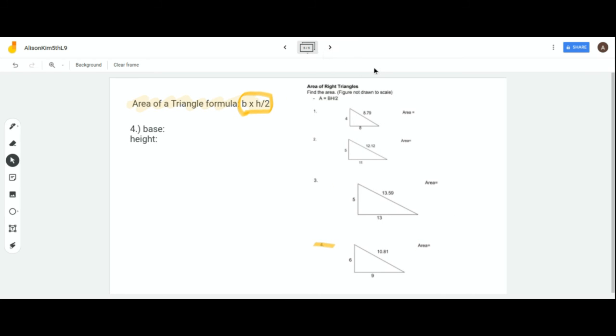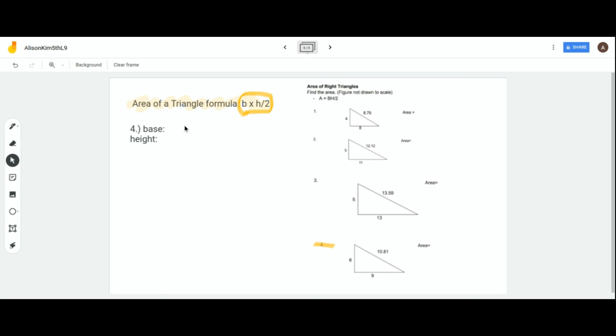Now we're going to do area of right triangles. We're going to do number 4 together. And right here, I gave you the area of a triangle formula, which is base times height divided by 2. So number 4, we're going to find what the base is. So we have 6, 9, and 10.81. It doesn't matter what your base and height is. It doesn't matter if you put base as 6 or 9 or height as 9 or 6, because you're just going to multiply them anyway. But you don't need the 10.81 because this is the hypotenuse, and you have no use for the hypotenuse when finding the area of a right triangle, okay?